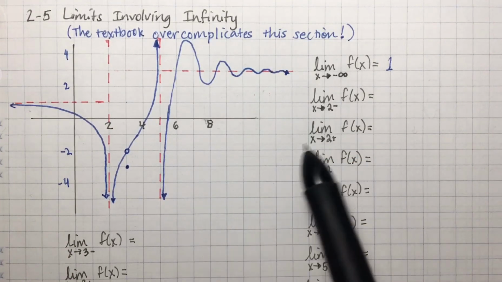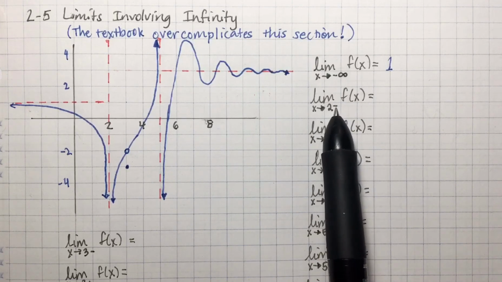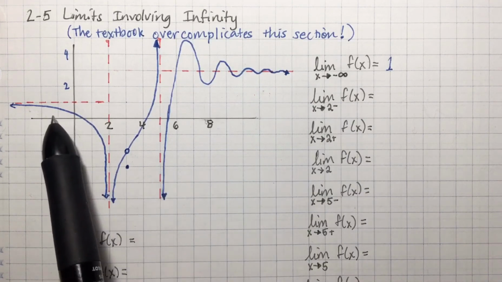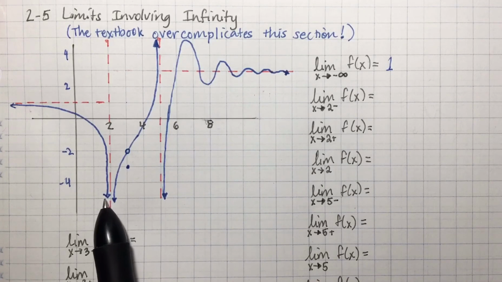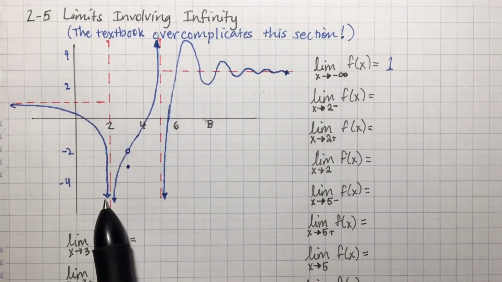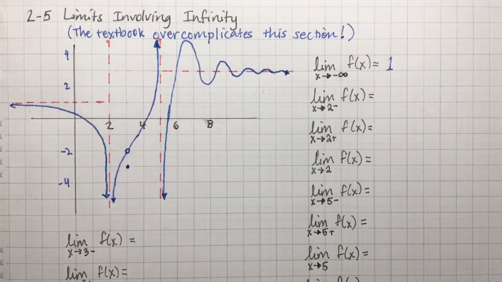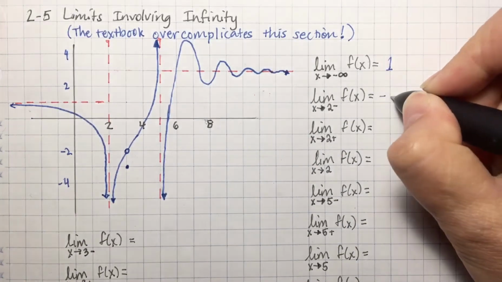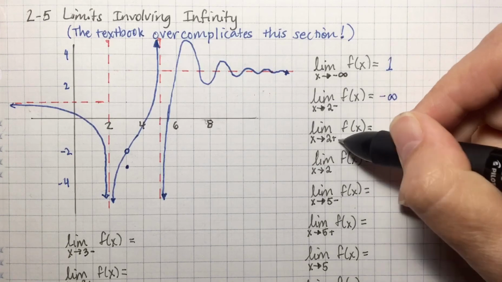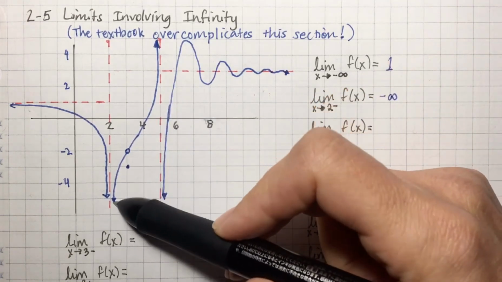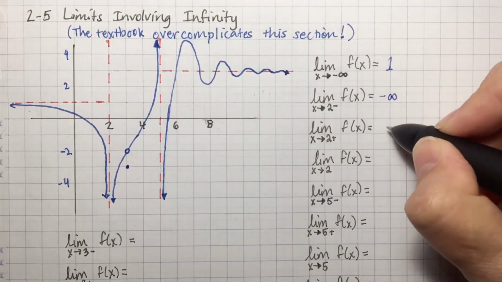Limit as x approaches 2 from the left. Remember that the minus after the number means that we're approaching from the left. So if I go towards positive 2 from the left, the negative side, my y values are getting big in the negative direction, so I have negative infinity. Approaching 2 from the right, same thing's going on, just getting really big negative numbers.